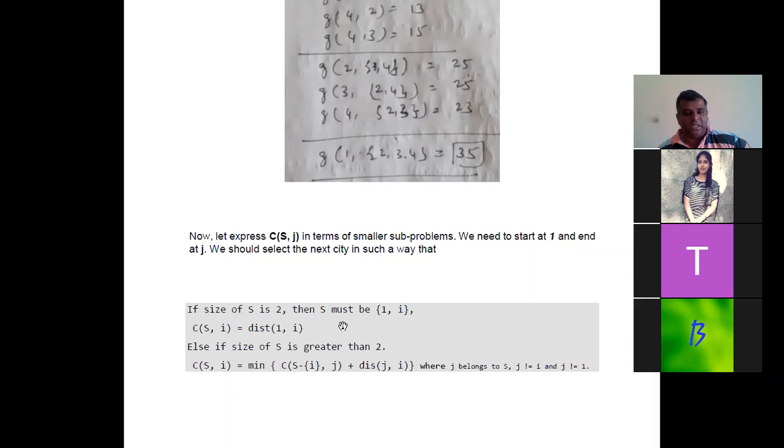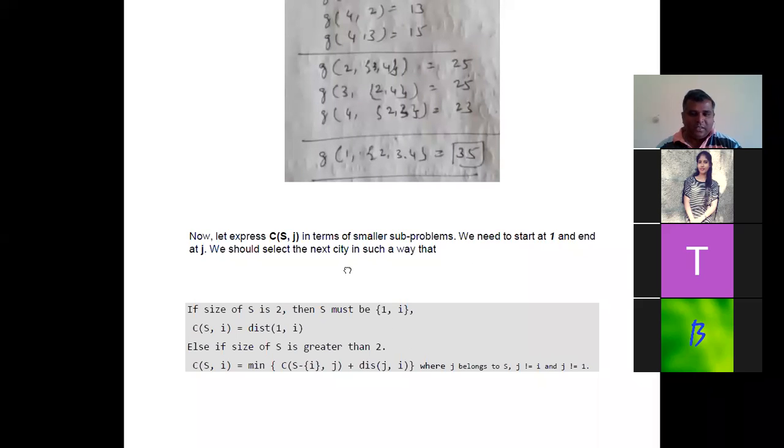The base condition: C of S comma I equals the distance from 1 comma I. So starting node to other node. This is the base condition. Else, if the size of S is greater than 2, here the size of S is 4, 4 nodes we are considering.